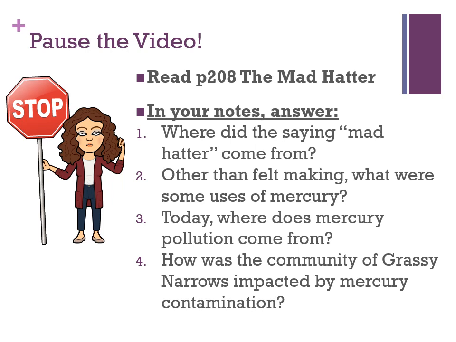I'm going to ask that you pause the video and open up your textbook to page 208 and read the short article called The Mad Hatter. So it's Mercury and the Mad Hatter. When you're done reading it, on your note sheet, I'd like you to answer these 4 questions. Where did the saying Mad Hatter come from? Other than felt making, what were some uses of mercury? Today, where does mercury pollution mainly come from? And lastly, how was the community of Grassy Narrows impacted by mercury contamination? Again, pause the video, answer these questions in your notes, and then continue on.